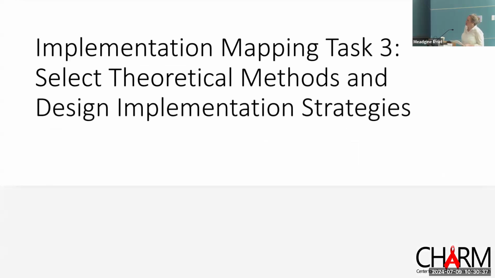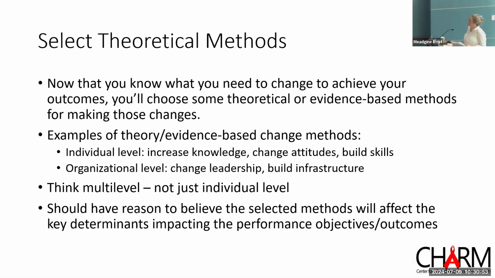So we're going to move to task 3 now. And this is where we're really going to start thinking about what the actual strategies are going to be. Here you'll be selecting what implementation mapping calls theoretical or evidence-based change methods, and then starting to design implementation strategies. At this point, you know what your implementation outcomes are. So you're going to choose some theoretical or evidence-based methods for making those potential changes. There are many, many different change methods out there.